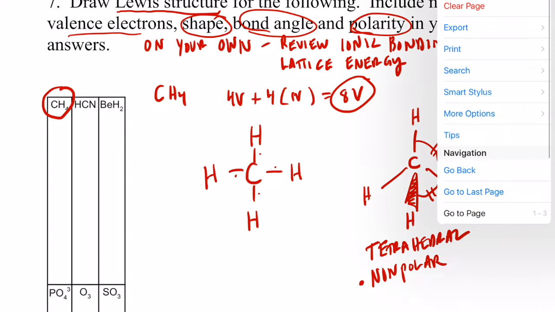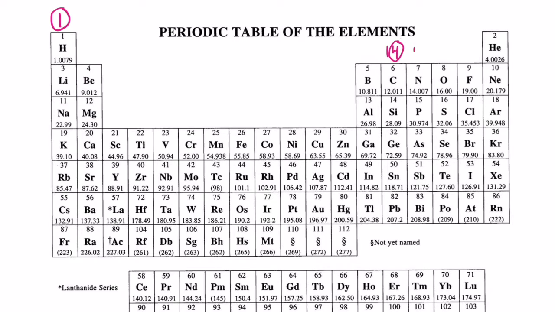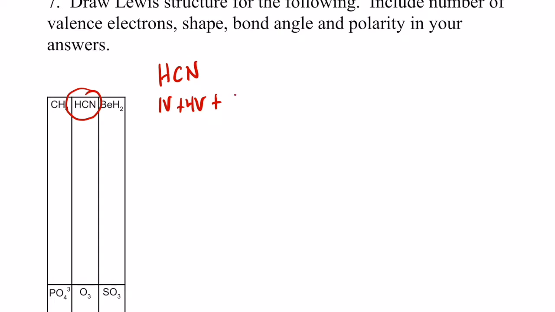Okay, let's move on to the next one now. So we'll clear this page, and we will do HCN next. So we already know the H has 1 valence, and carbon has 4 valence. How many valence does the nitrogen have? Well, nitrogen's in group 15. Its electron configuration ends with 2s2, 2p3, so 2 plus 3 gives me 5 valence for nitrogen. So we end up with 1 plus 4 plus 5. We have 10 valence that I will be allowed in my Lewis structure.